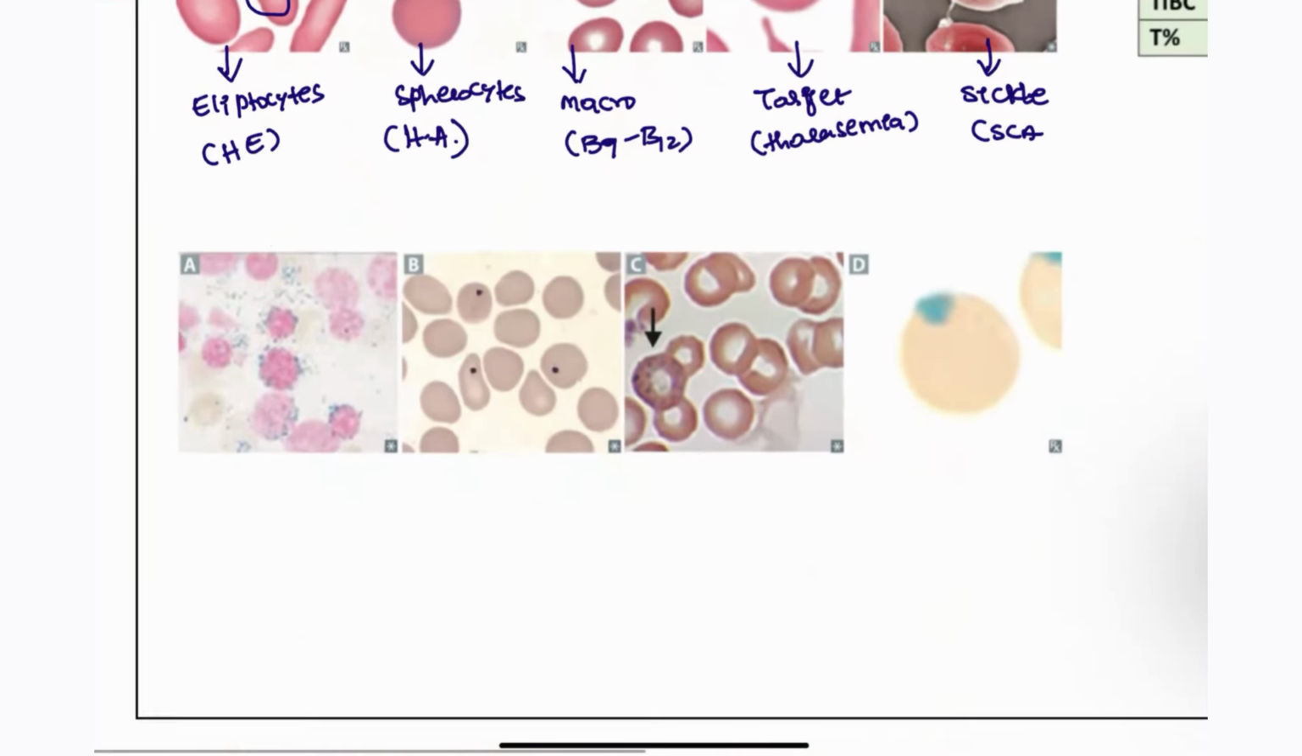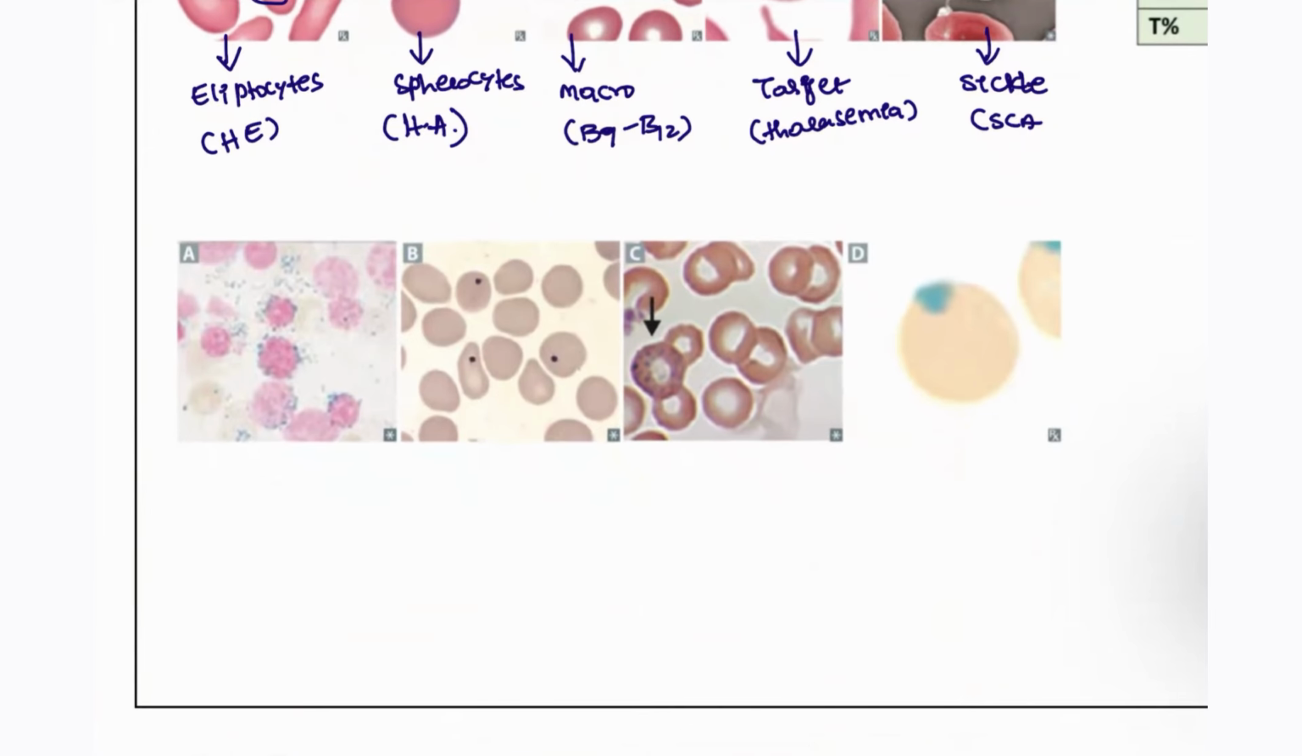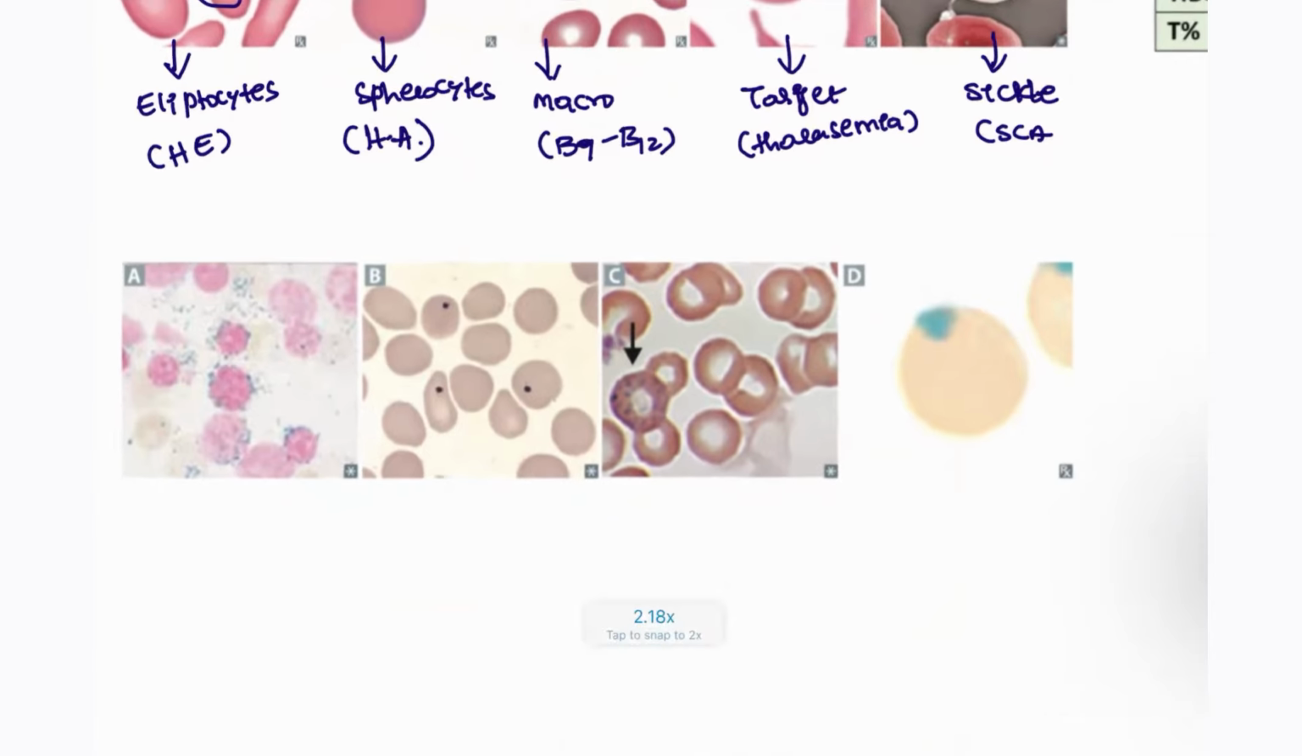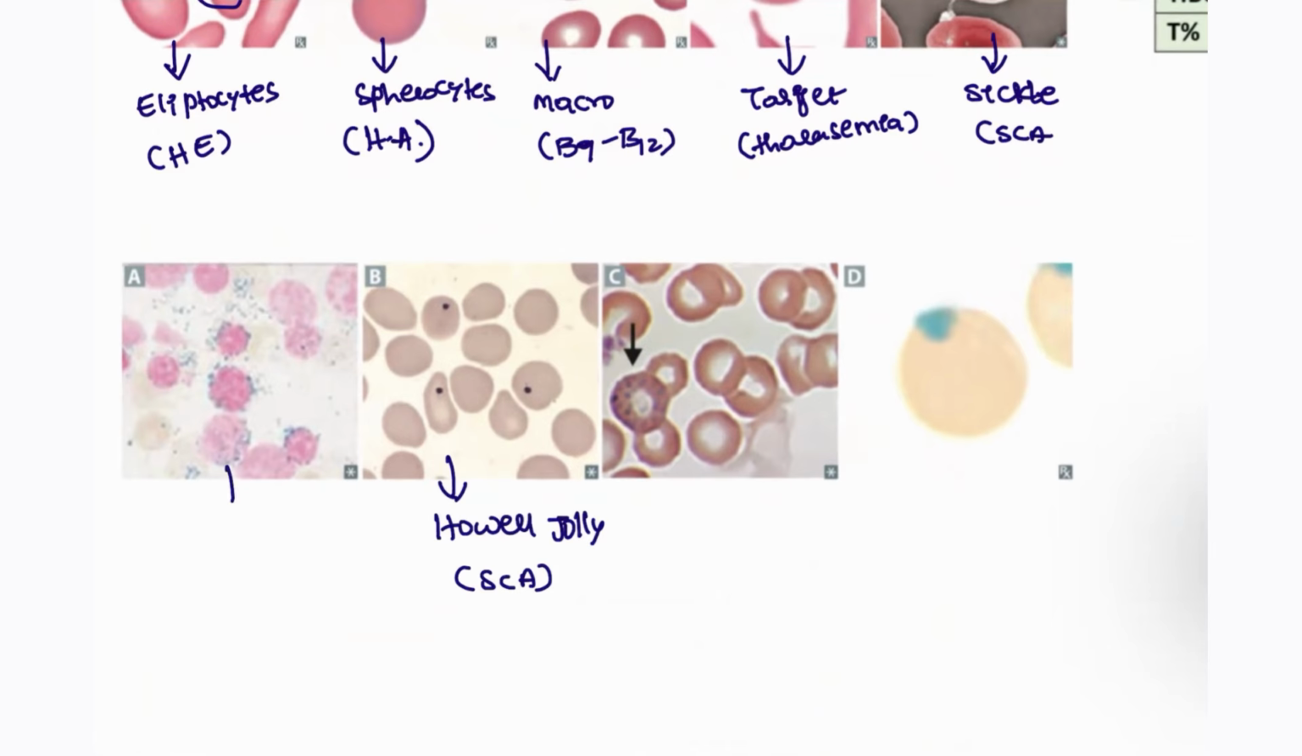And another picture here you can see, these are some of the examples, guys. So this one is commonly known as Howell-Jolly bodies. Howell-Jolly bodies are seen in sickle cell anemia patients. Okay, next, this is known as sideroblastic anemia, with Pappenheimer bodies. Pappenheimer bodies you are going to see.